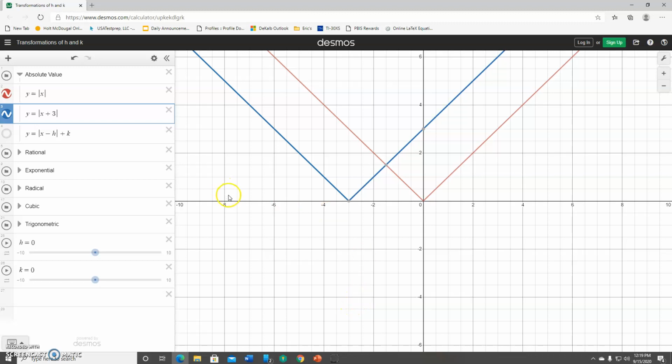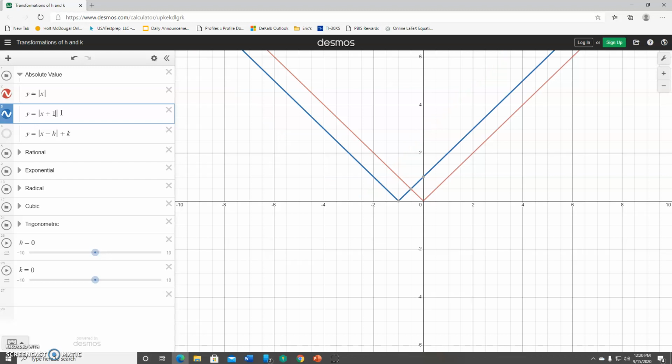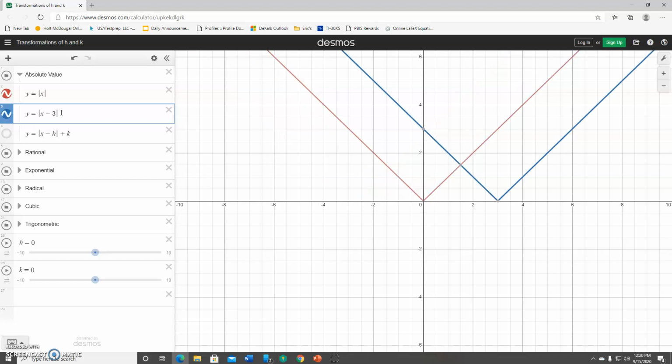Anything that we added or subtracted on the inside caused it to move left or right, and it went the opposite of what you anticipated. So if I just added 1, it moves 1 to the left. If I subtract, say 3, it moves 3 to the right. Again, to emphasize, when we add or subtract on the inside, no matter what the picture looks like, the impact is going to move left or right.